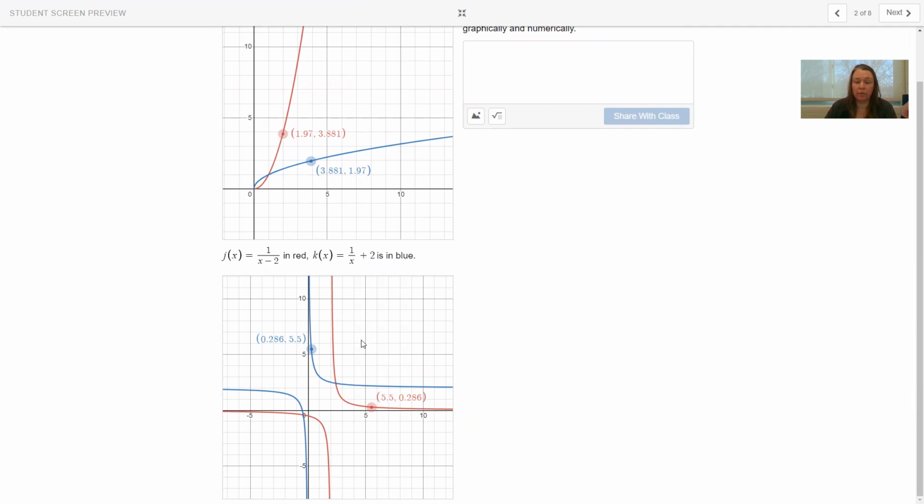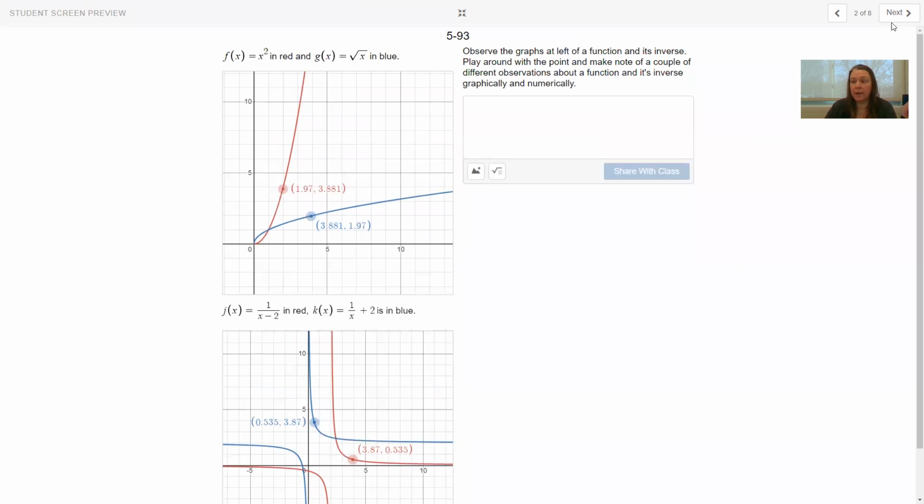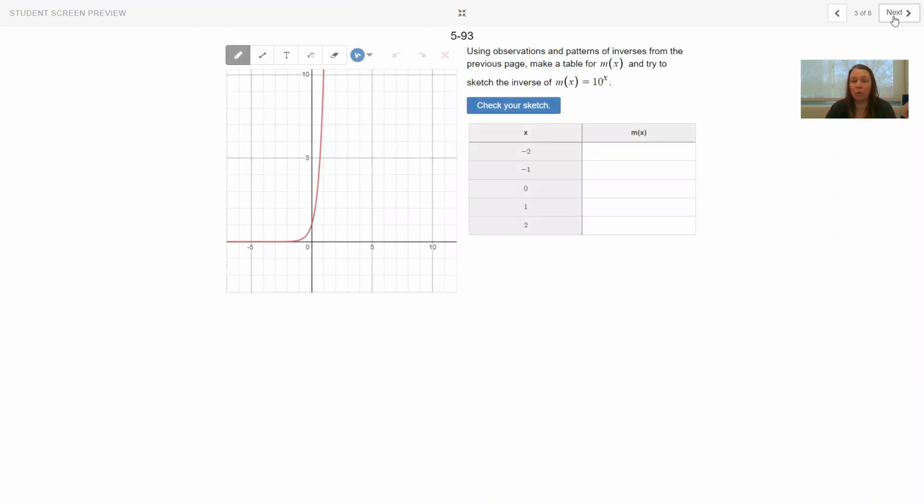So here's another one. These are inverses of each other. If we trace this, we can see the x and the y coordinates are interchanged, reflections of each other, right? And they reflect over the line y equals x. Okay, so we're going to use that same idea, that same relationship, but with logarithms.